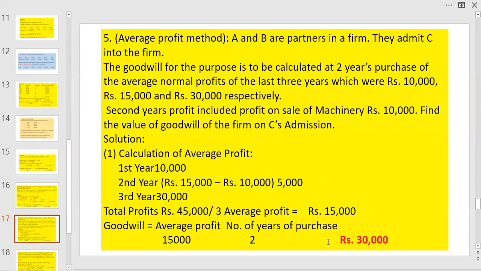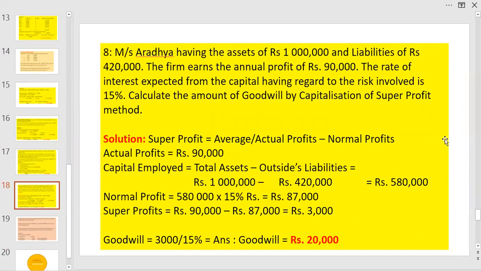Okay, in the following illustration, A has assets of 1 million and liabilities of 420,000. The firm earns an annual profit of 90,000. The rate of return is estimated to be 15%. Calculate the goodwill by the capitalization of super profit method. Capital employed is 1 million minus 420, which is 580,000. With 15% capitalization, the standard profit they could have made is 87,000 but the profit made is 90,000. The difference is 3,000. If it is capitalized at 15%, it will give you a goodwill of 20,000. That is the answer.